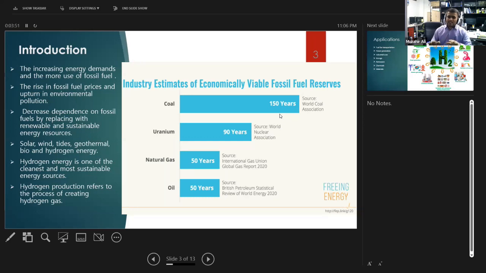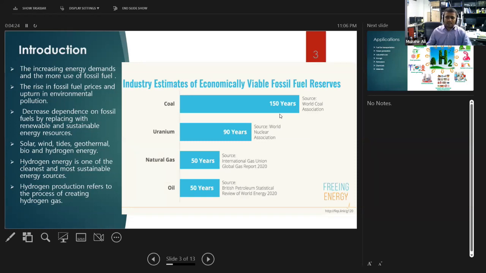All these renewable energy sources are time dependent and depend on the weather conditions. So we cannot depend on only one resource. We have to combine two or three together to fulfill our energy demands. Out of these energy resources, hydrogen has been proved to be one of the cleanest and most sustainable, and I think this can fulfill our energy demands.